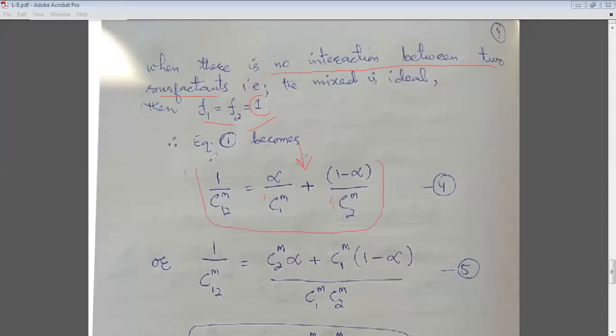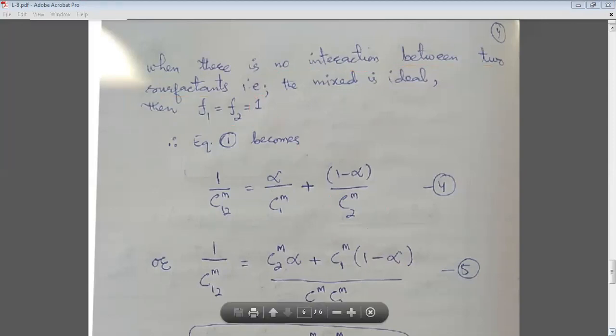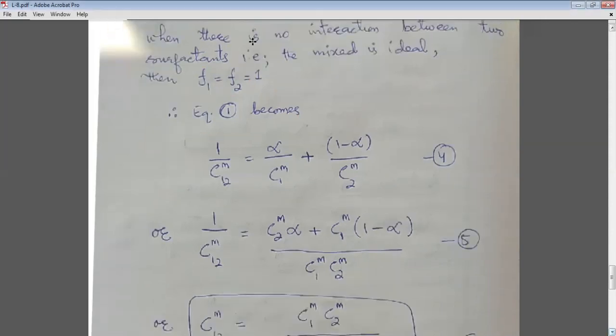This is a very important relation. This equation is also called the Coulomb equation. Okay, it basically relates the mixture CMC with the individual CMC. That means it basically provides a theoretical calculation.